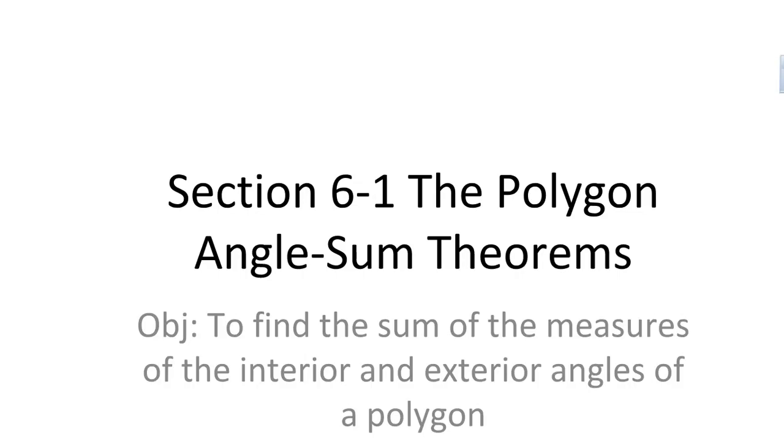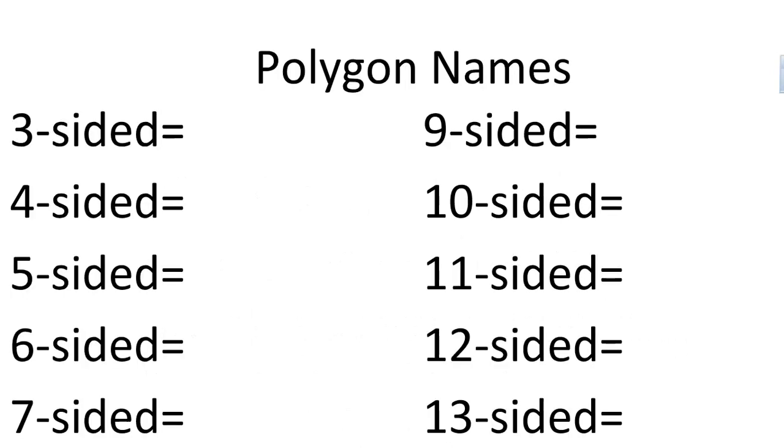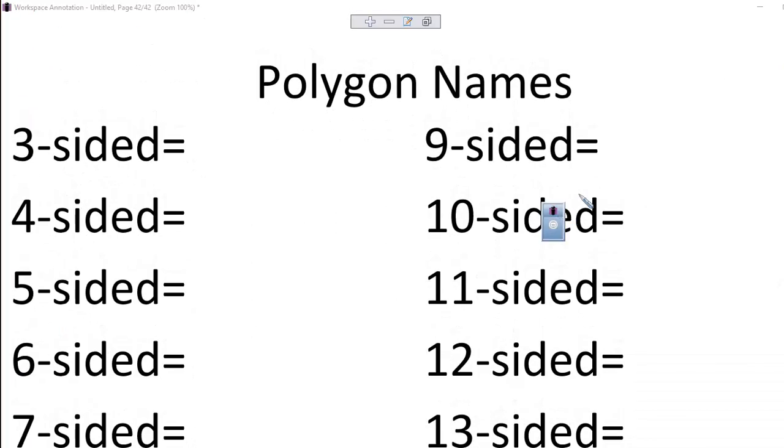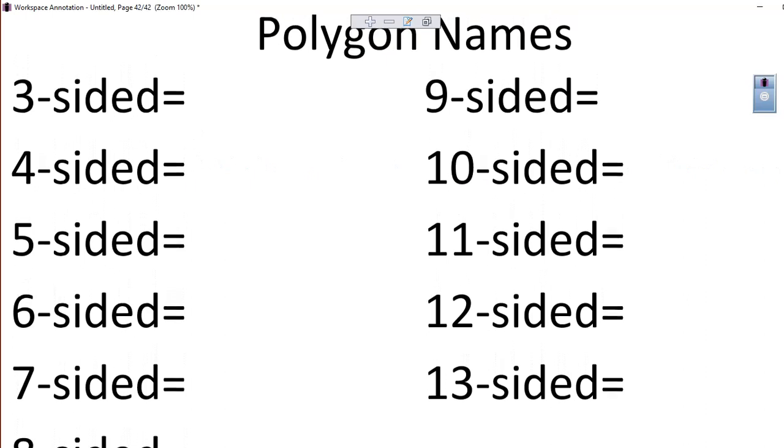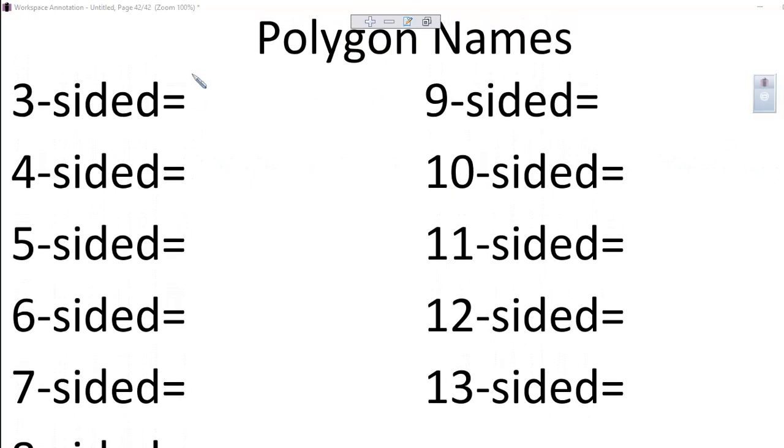All right, let's take a look at section 6.1, the polygon angle sum theorem. Before we do this, we need to go back and look at some of the names of our different polygons. You need to know the names for each because throughout this lesson and the rest of our class, we're going to be referring to these by their side lengths, and some of these have special names. So we won't always just refer to it by the number. We'll have a name that goes with it.